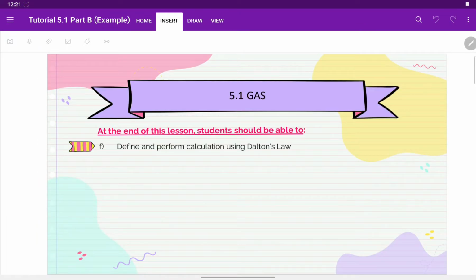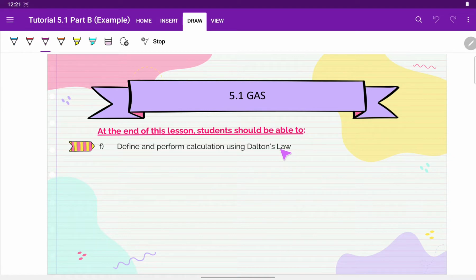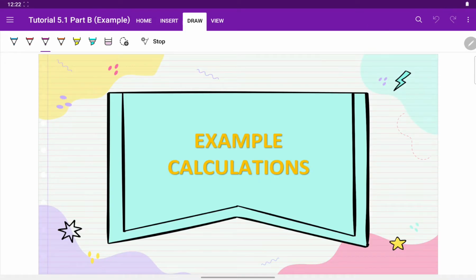In this video, we're going to discuss subtopic 5.1 gas, and we're going to focus on the calculation using Dalton's law of partial pressure. For example calculation for Dalton's law, I will discuss 4 different examples, and the examples are given inside your notes. So let's take a look at the examples one by one.